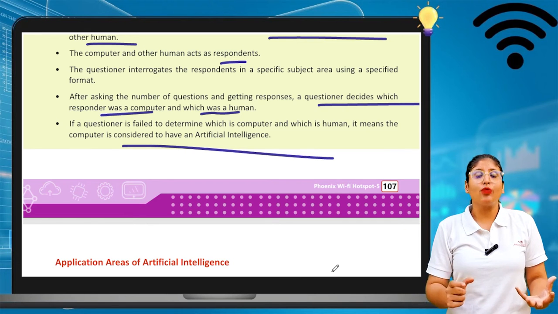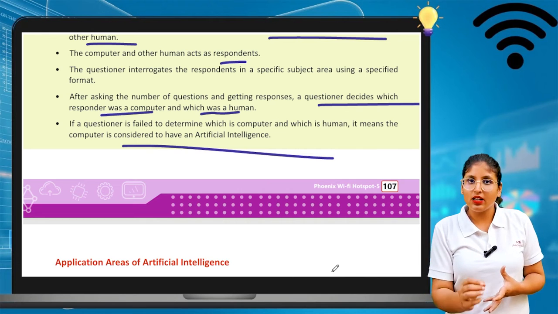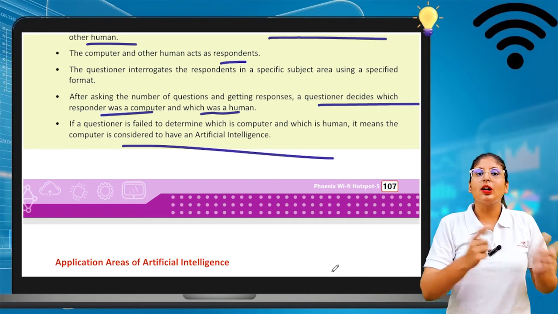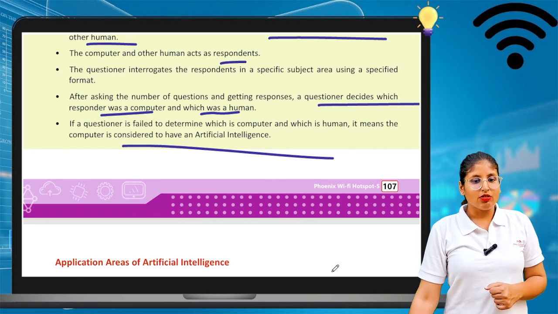Because it derives from artificial, meaning it is man-made. So this Turing test is made to see whether a machine or a computer can think in the same way as a human being can think. Okay, so this is the thing.